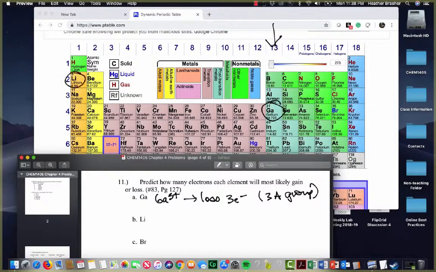Lithium is over here. We've already talked about rubidium and potassium and sodium for the most part throughout this semester. And so this guy tends to be Li+. So he tends to lose 1 electron, and it's because he's, again, in that 1A group.